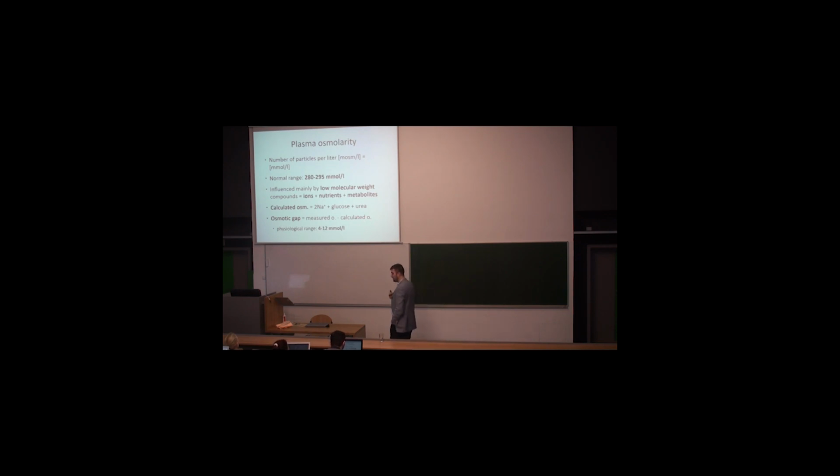The osmotic gap is physiological, since the calculated osmolarity must miss something. For example, there is no potassium, no calcium, no magnesium, and other things. That means the physiological range is around 4 to 12 millimoles. If you are in this range, you know that there is nothing in the blood that heavily modifies the osmolarity.